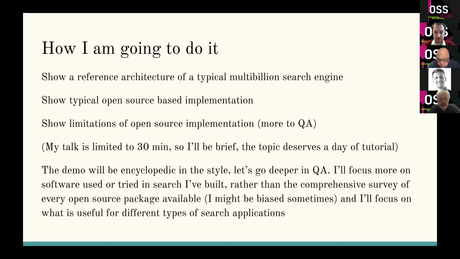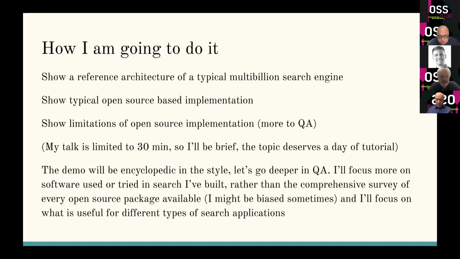So how am I going to prove my previous point? I will show a reference architecture of a typical multi-billion search engine. Of course, they differ depending on focus and domain, but I will show a more or less typical reference architecture. I will show a typical open source based implementation, what open source is used and where. I'll show the limitations of open source implementations. Perhaps that can go more to the question answering session, about limitations and how you overcome them.